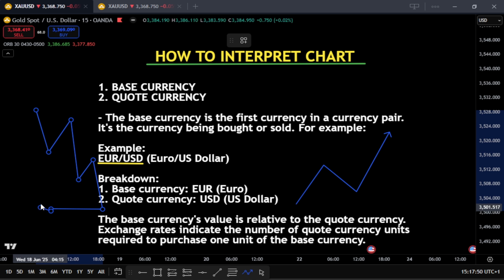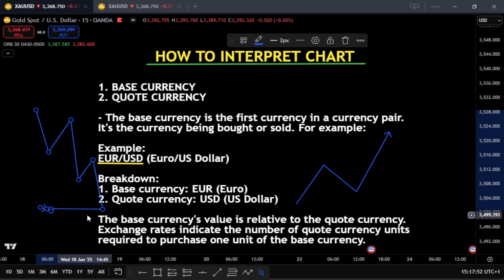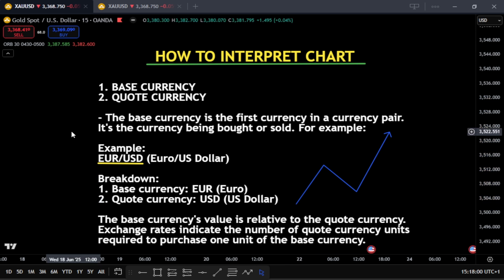So when you have this, I'm having an obvious downtrend. Why? Because my quote currency is bigger than, or stronger than, my base currency.